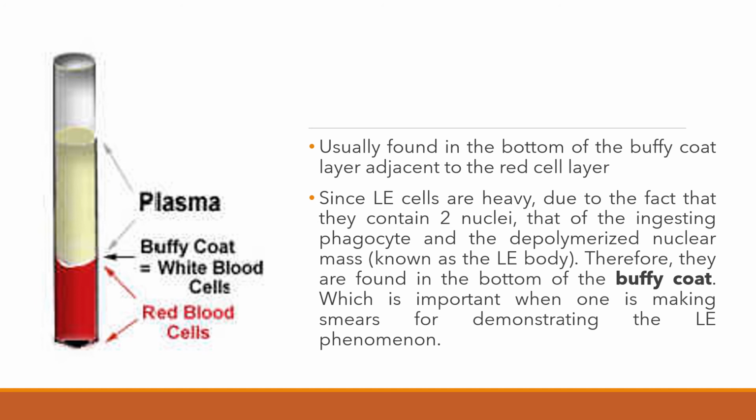LE cells are usually found at the bottom of the buffy coat layer adjacent to the red cell layer. LE cells are heavy because they contain two nuclei, that of the ingesting phagocyte and the depolymerized nuclear mass known as the LE body. You can find your LE cells at the bottom of your buffy coat, which is important when one is making smears for demonstrating the LE cell phenomenon.